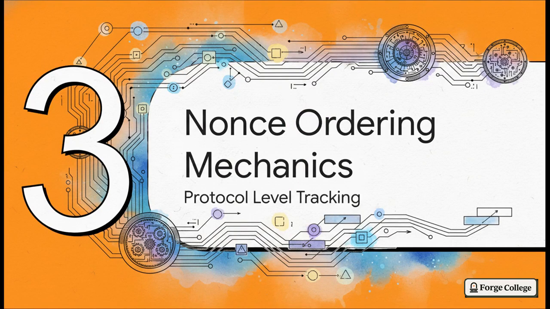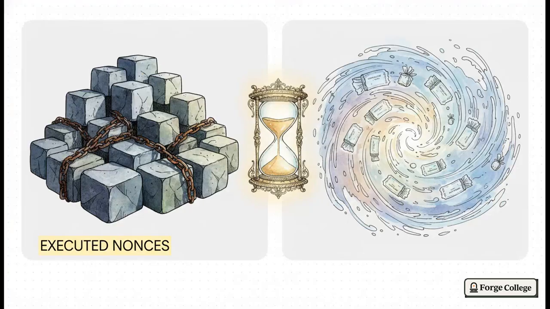Section 3, Mechanics of Nonce Ordering. So stepping away from our DMV metaphor for a second, how does the network actually track these sequences? At the protocol level, there are two crucial numbers at play. First, we have the on-chain executed nonce. These are the transactions that have successfully been included in a block. Done and dusted.